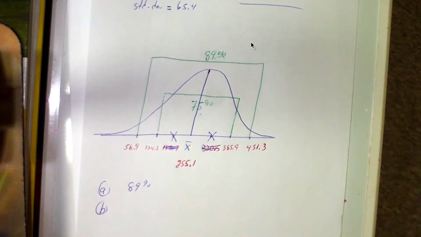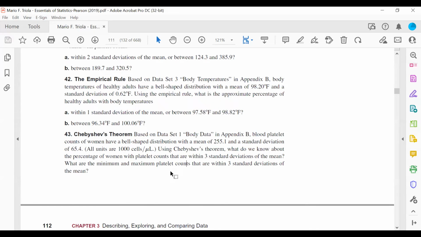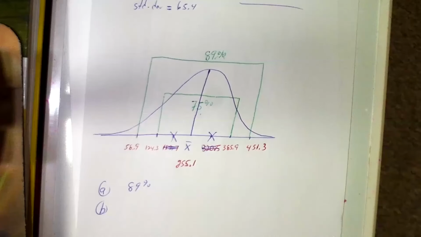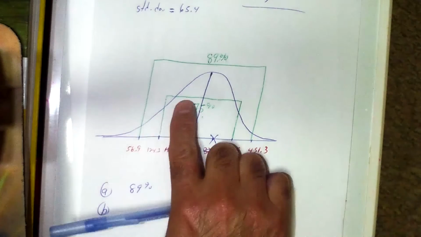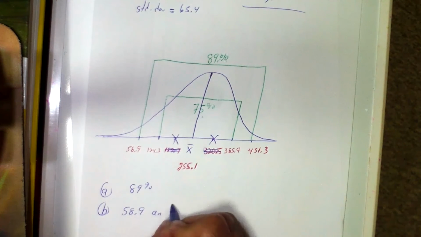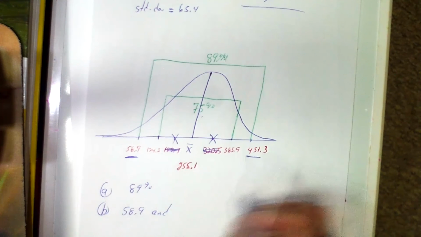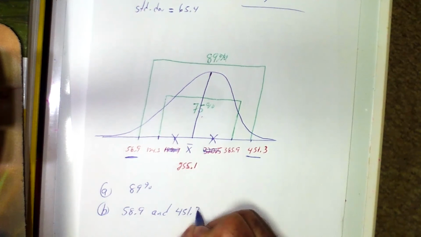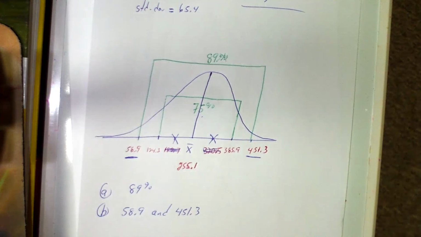And B, what does B say? They want to know what are the minimum and maximum platelet counts that are within those 3 standard deviations from the mean? So they want the actual numbers that give you the places where the 3 standard deviations are. So let's go back and look. So my 3 standard deviations from the mean are 58.9 and 451.3. And that's it. The end.